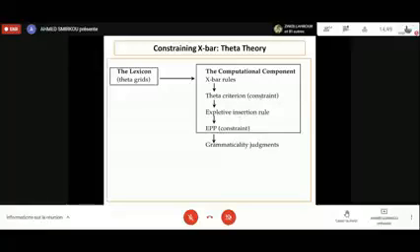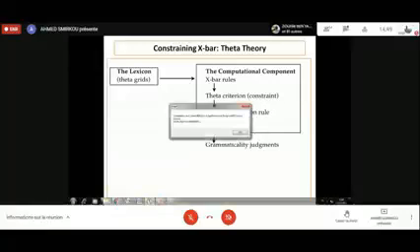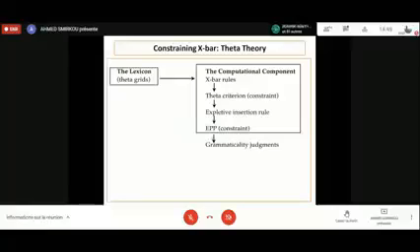We have the Theta Criterion, a constraint; the expletive insertion rule; and the EPP, the extended projection principle. The Theta Criterion requires that the number of arguments must match the number of theta roles, and the number of theta roles must match the number of arguments. Expletive insertion means inserting "it" to avoid the problem of the extended projection principle, which requires that every clause must have a subject.